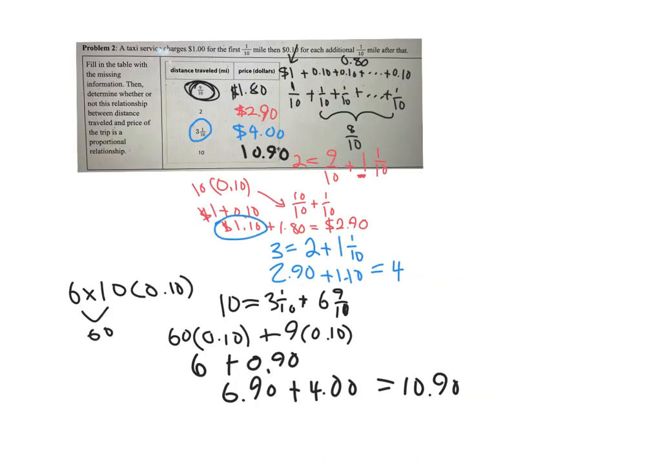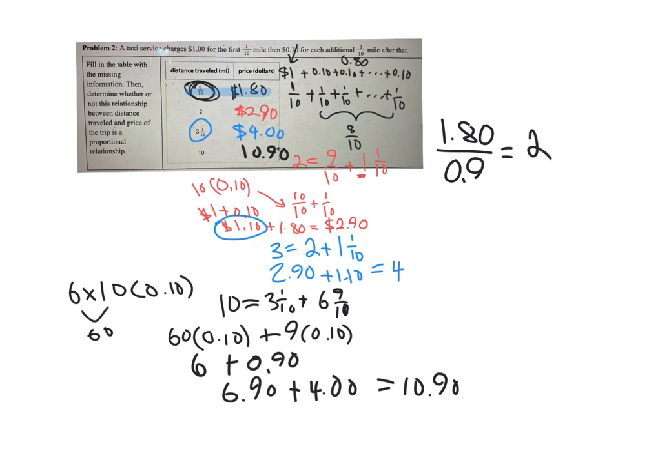Okay, now we're going to test if this is a proportional relationship. So first, we have $1.80 divided by 9/10. We're going to turn 9/10 into a decimal. So that's just going to be 0.9. And that's going to give us 2.